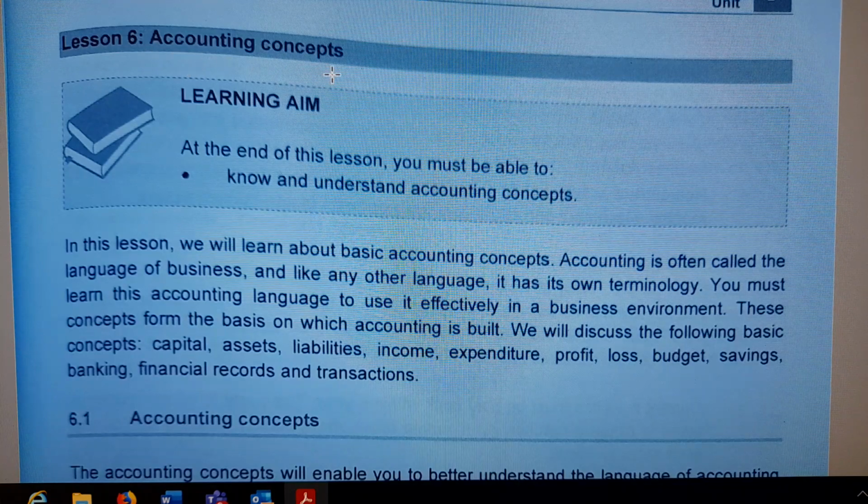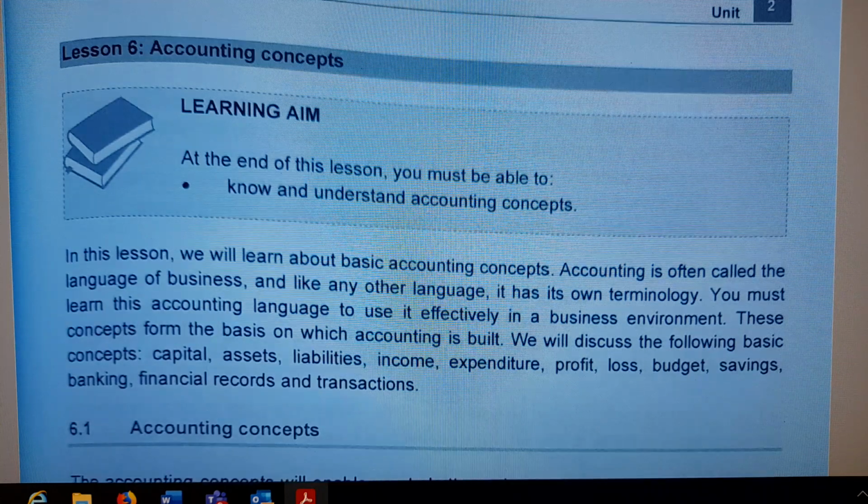So this is new to you because it's the first time that you do economic and management sciences. Okay, so please listen carefully. We are going through accounting concepts. They say that at the end of this lesson, you must be able to know and understand the accounting concepts. In this lesson, we will learn about basic accounting concepts.